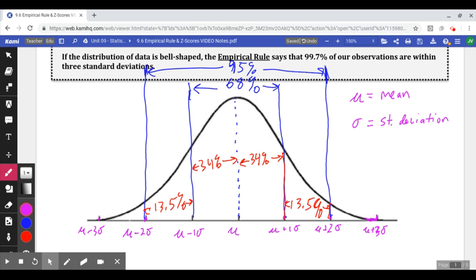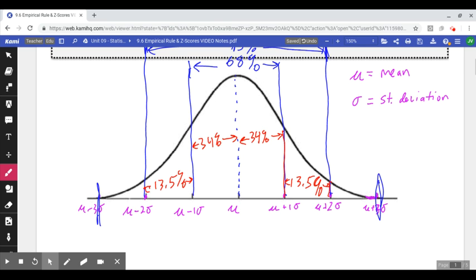It's actually 99.7. So if you did from here to here, I'm going to draw this below, a little bit. That's going to be 99.7. So we'll go 99.7% of the data, almost all of it, fits between 3 standard deviations to the left and 3 standard deviations to the right of the mean.